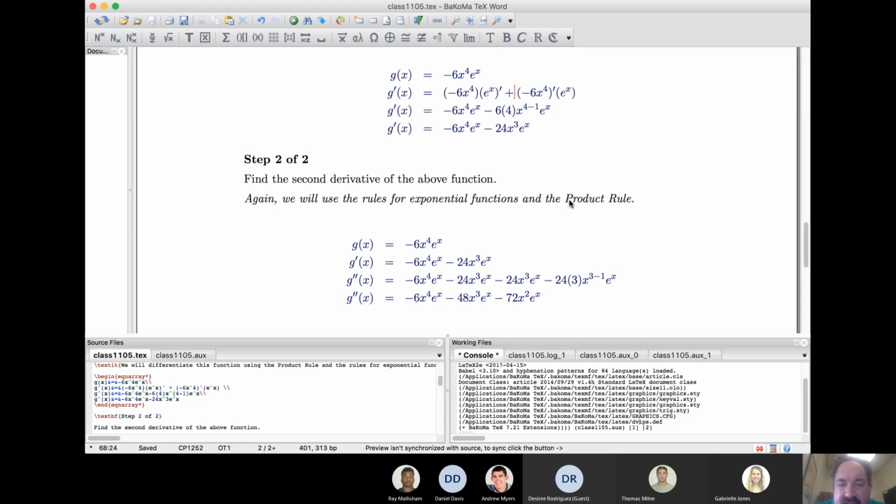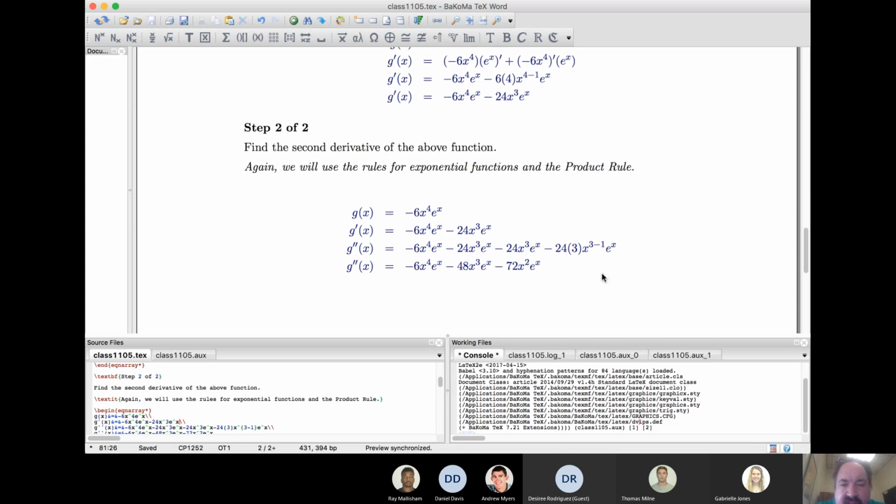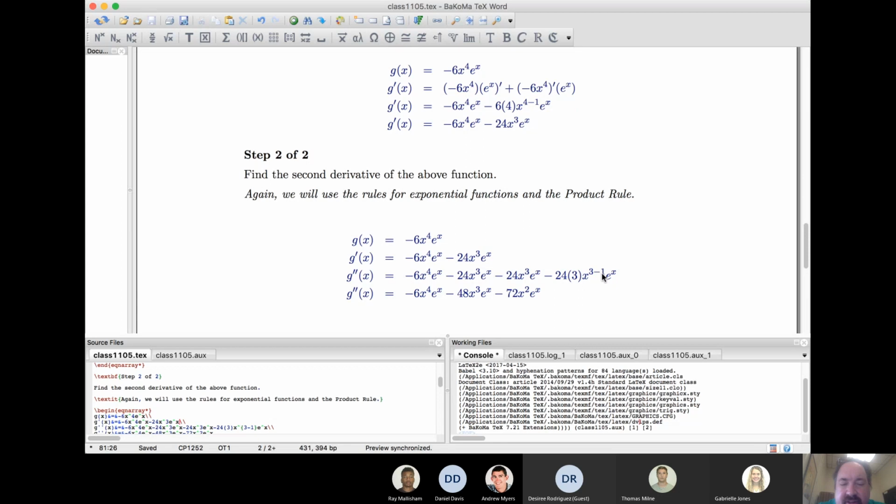And the same idea was applied down here to take a derivative of this to get these two terms, and then a derivative of this to get these two. Any questions about this one?